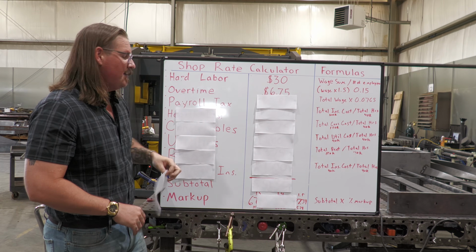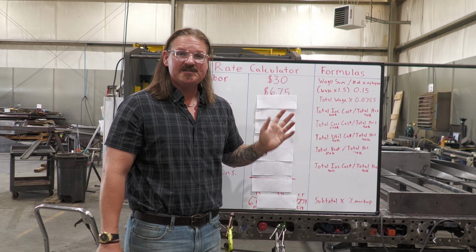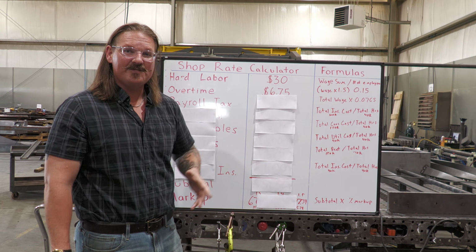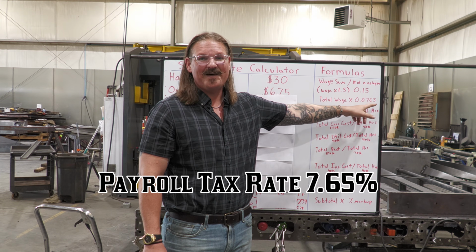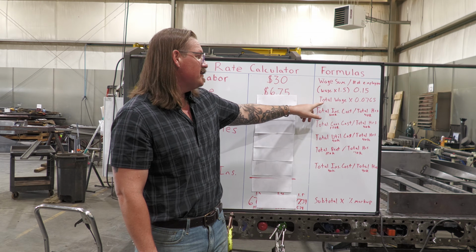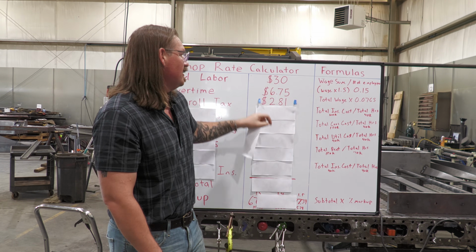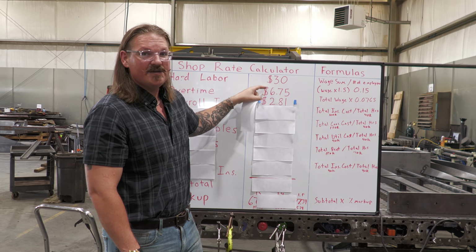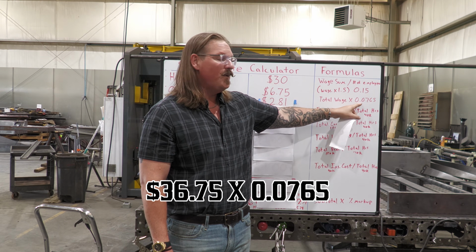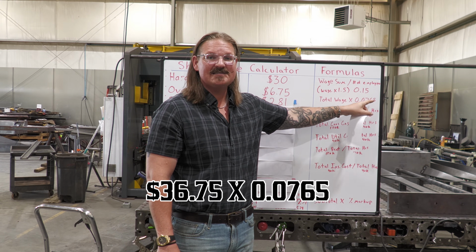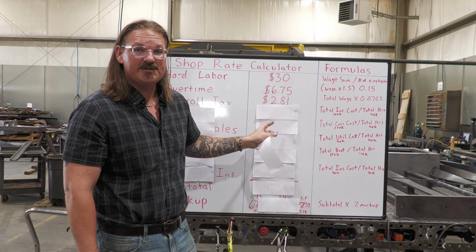Next we got payroll taxes. Yes, taxes suck, but you gotta pay them, otherwise they're gonna take everything you've got. So payroll taxes are 7.65%. So all you do is you take your total wage, well actually, sorry, it's the total wage, which is both these numbers added together, so it'd be $36.75 times 0.0765, and that's going to give you your payroll tax contribution.